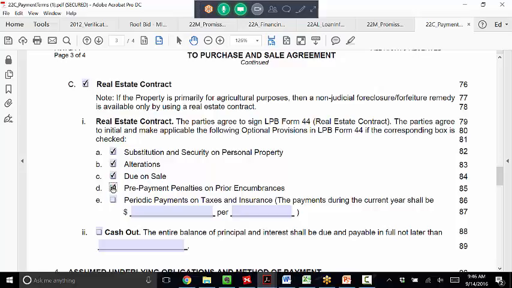Prepayment penalties on prior encumbrances. This isn't me putting a prepayment penalty on Linda. This is if my current mortgage has a prepayment penalty, then this contract has to recognize that, because that would prohibit her from prepaying it. And remember, this is probably getting a little muddy, but prepays are illegal. So I couldn't charge her a prepayment penalty. You guys all know what a prepayment penalty is?